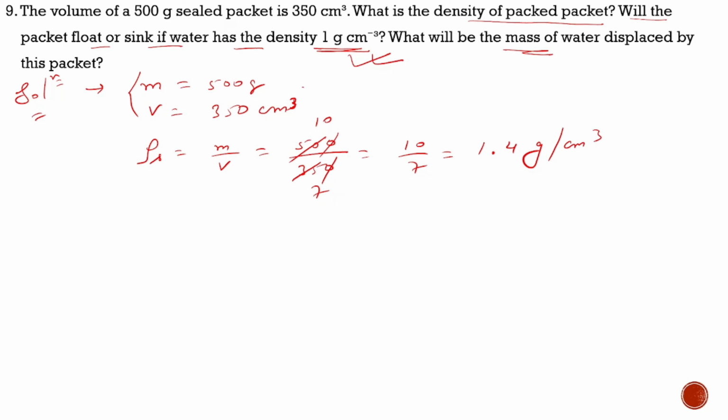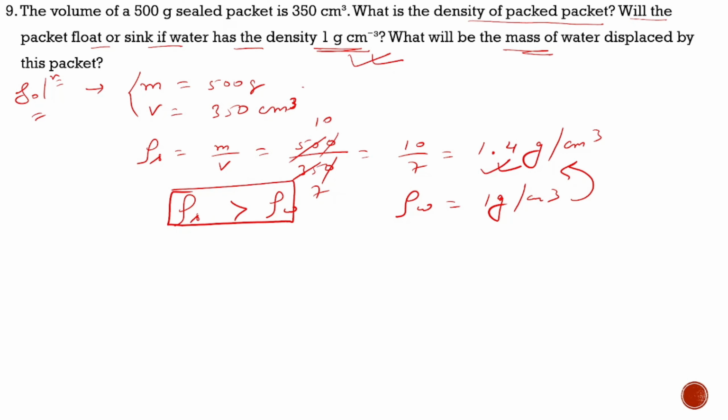Since the density of the substance is greater than the density of water. Why? Because the density of water is given as 1 gram per centimeter cube, but the density of the substance is greater than the density of water, so it will sink in water. Since density is greater, it will be heavier than water.